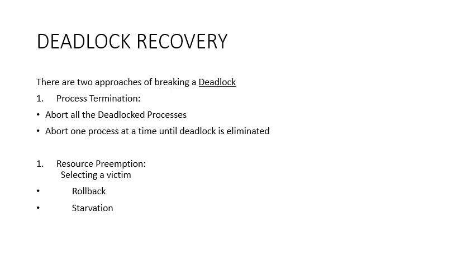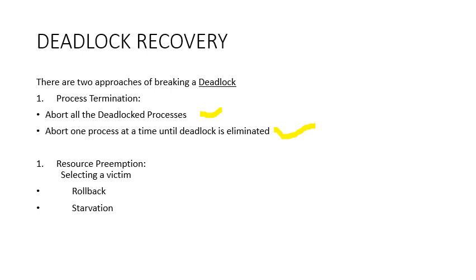The first one is process termination and the second one is resource preemption. What is process termination? Process termination is to eliminate the deadlock. We can simply kill one or more processes. For this we use two methods. The first one is abort all the deadlocked processes, and the second one is abort one process at a time until the deadlock is eliminated. So what is the meaning of abort all the deadlocked processes?